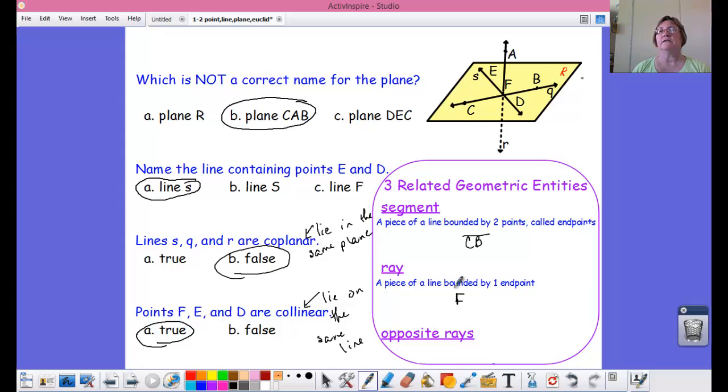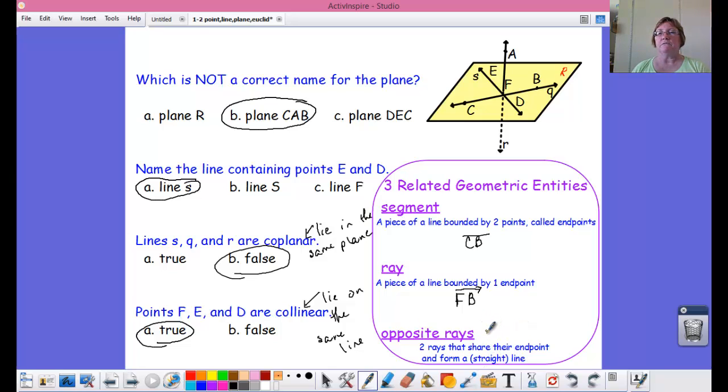Starts at F, goes in the B direction. When I'm naming that in writing, I put that endpoint first, F. B just tells me the direction that that ray is pointing. Okay? A pair of opposite rays are two rays that share the same endpoint and together will form a straight line since they go in opposite directions.